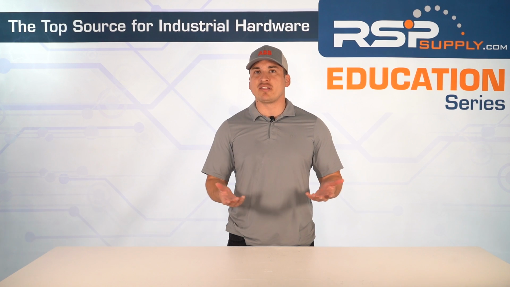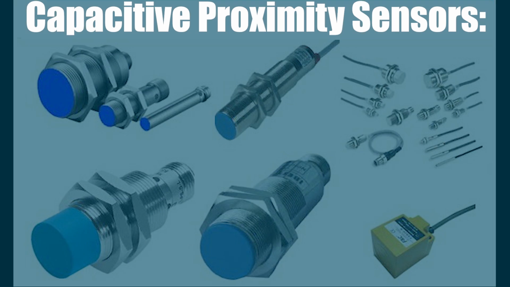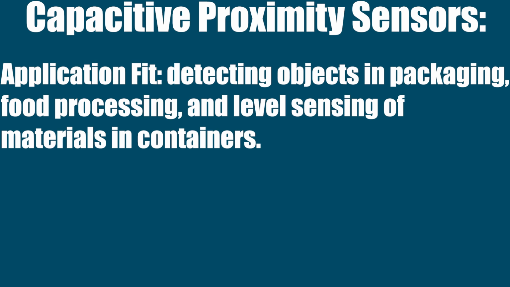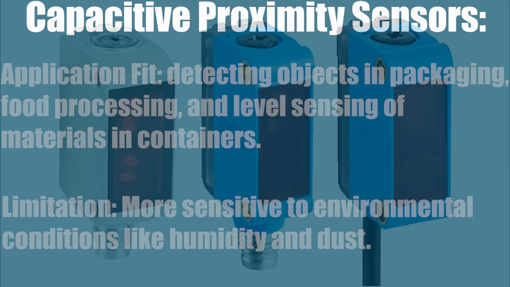So, capacitive proximity sensors. These detect both metallic and non-metallic objects, including plastics, glass, wood, paper, and even liquids. Its best fit application is in detecting objects in packaging, food processing, and level sensing of materials and containers. Its drawback: it's more sensitive to environmental conditions like humidity and dust.